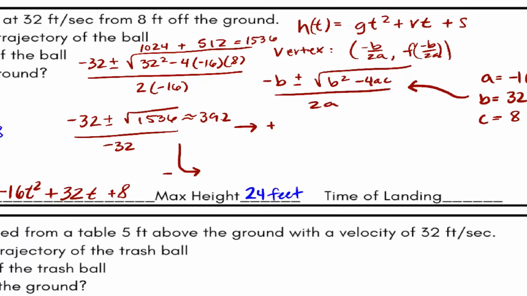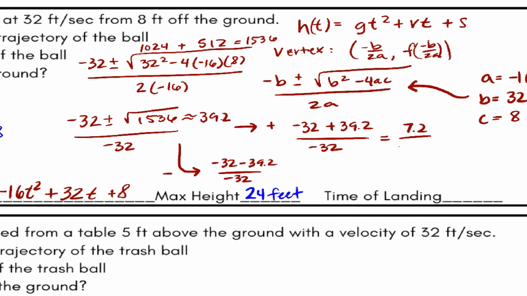So I'm going to zoom in right here. We get negative 32 plus 39.2 divided by negative 32. And then I have negative 32 minus 39.2 divided by negative 32. Now, there's no real need to work through the plus version of this problem because in the end, it's going to end up being a negative number. Now, that's an issue because we can't measure time negatively, right? There's no such thing as going back in time, at least not that we're aware of.